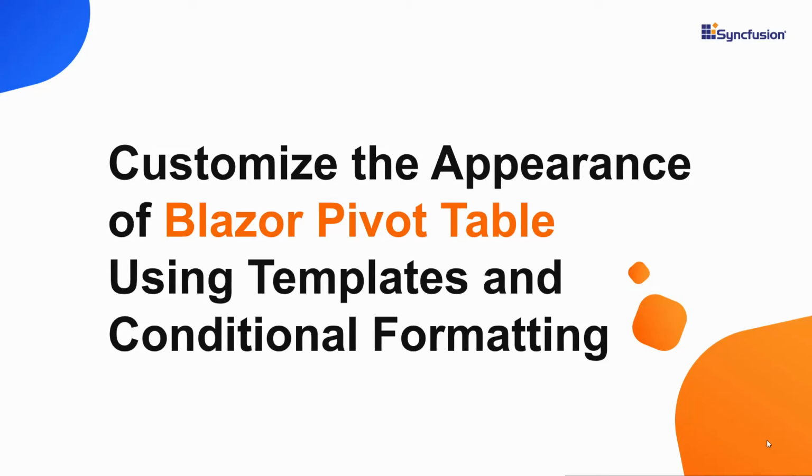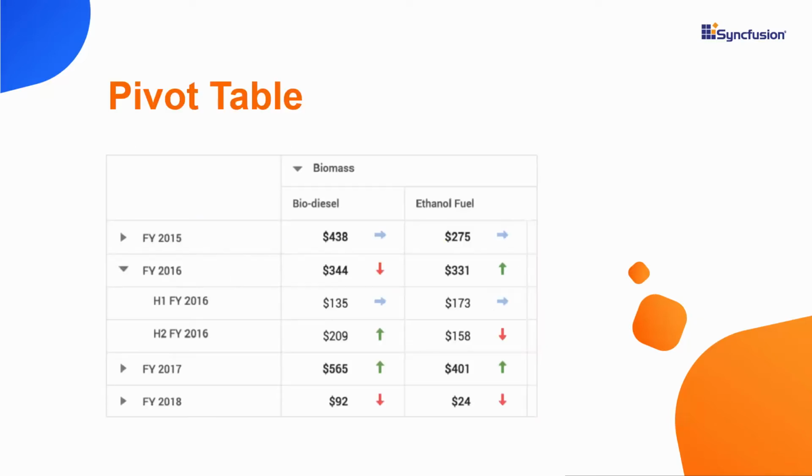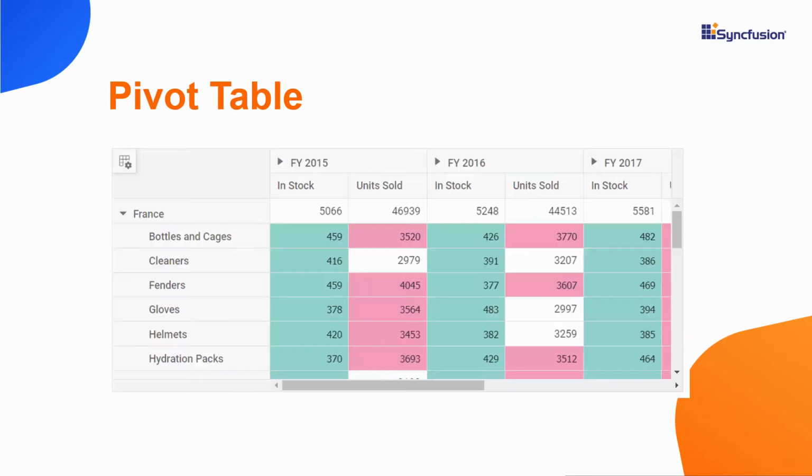Hi everyone, welcome back. In this video, I will show you how easily you can change the look of the cell and value fields of the pivot table control using a built-in cell template and conditional formatting properties. Look at this example, where you can see the pivot table cells are customized with profit, neutral, and loss icons based on the measure data. A green and pink background color was applied to the pivot table cells by setting the conditions for measure values. Now, I will show how to achieve this customization at the code level.